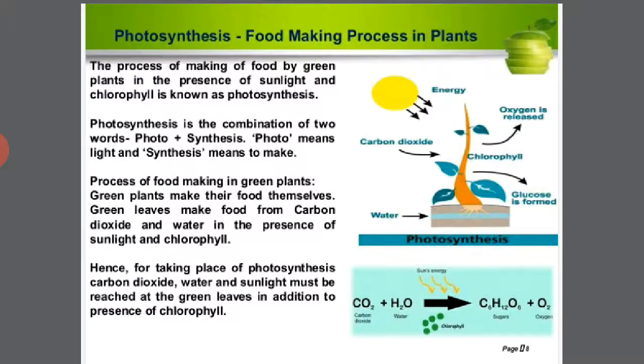Photosynthesis, very important process. Food making process in plants. We all know the plants prepare their food in the presence of sunlight and they will release carbohydrates and oxygen. Okay, sunlight is mandatory for the process of photosynthesis to take place, and the green pigment called chlorophyll. Let's move further.